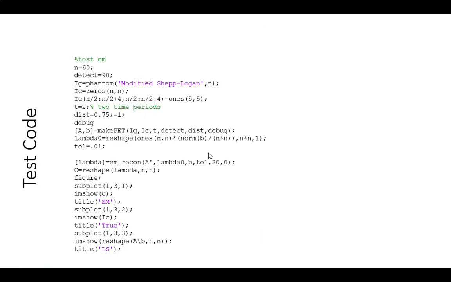Okay, so the last thing is we just need to test the code. I've got the blank space in the middle that separates the first half, which is setup, from the second half, which is run it and show it. So in the upper half, you'll see I just set my things. How big do I want N to be? How many detectors? I have to make a phantom of that size. N is just the size of my square image. I'm making a 60 by 60 image with 90 detectors.